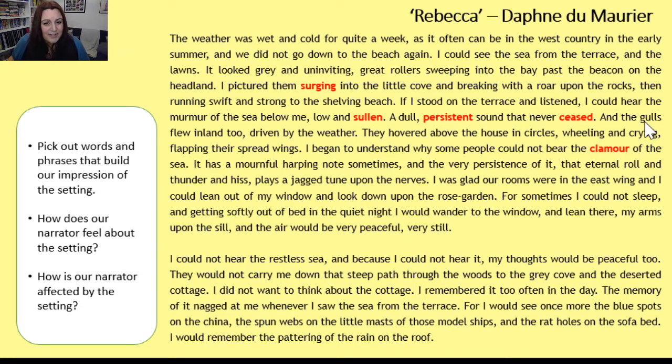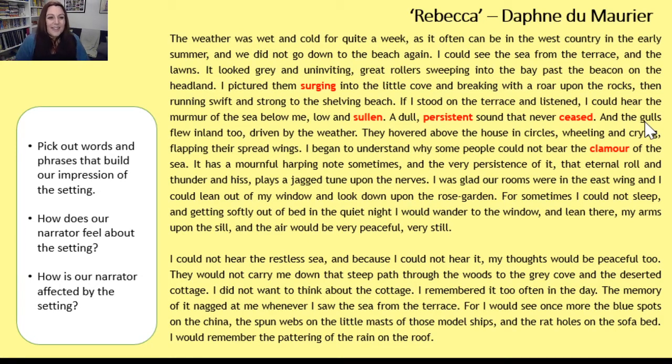I could not hear the restless sea, and because I could not hear it, my thoughts would be peaceful too. They would not carry me down that steep path through the woods to the grey cove and the deserted cottage. I did not want to think about the cottage. I remembered it too often in the day. The memory of it nagged at me whenever I saw the sea from the terrace, for I would see once more the blue spots on the china, the spun webs on the little masts of those model ships, and the rat holes on the sofa bed. I would remember the pattering of the rain on the roof.